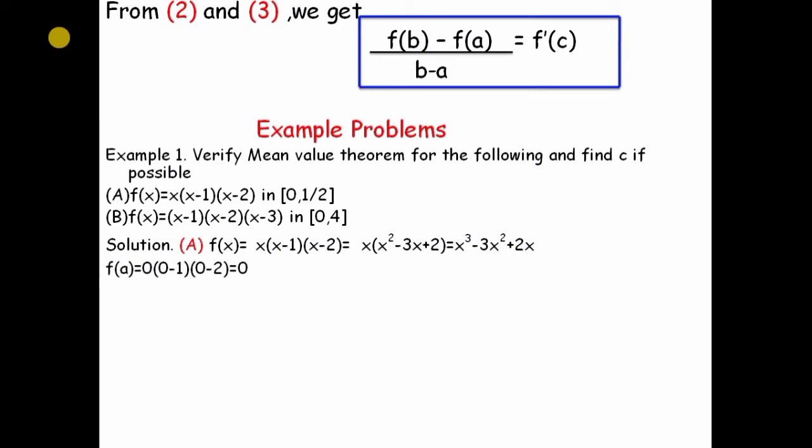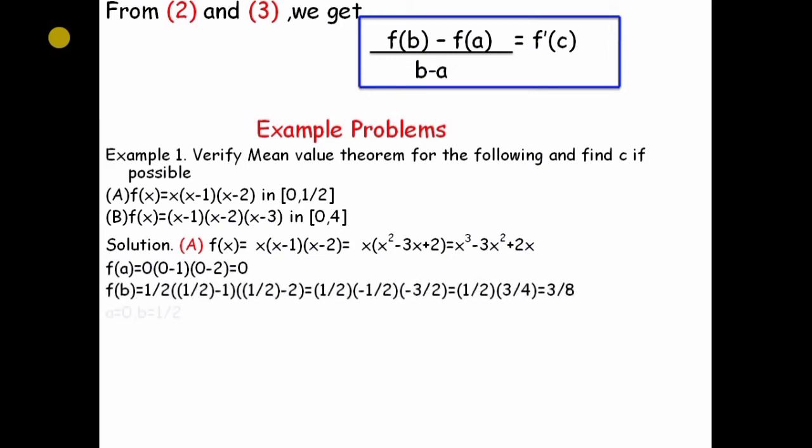So let's open f(x). First of all, it is x cube minus 3x square plus 2x, and we will find it in the interval 0 to 1/2. Now f of a, with a equal to 0, is 0, and f of b is 1/2 into (1/2 minus 1) into (1/2 minus 2), which is 1/2 into minus 1/2 into minus 3/2. So we get 1/2 into 3/4, which is 3/8. As we know, a is 0 and b is 1/2.